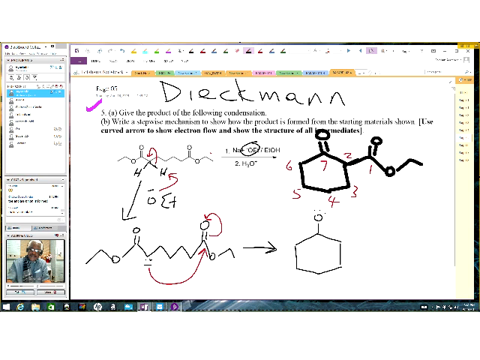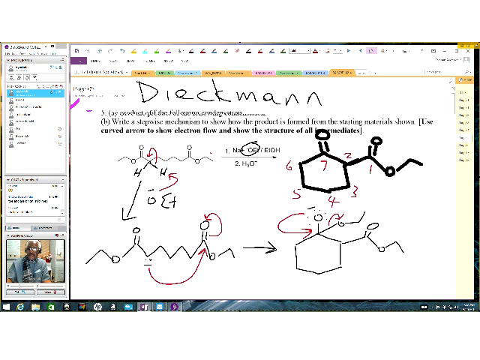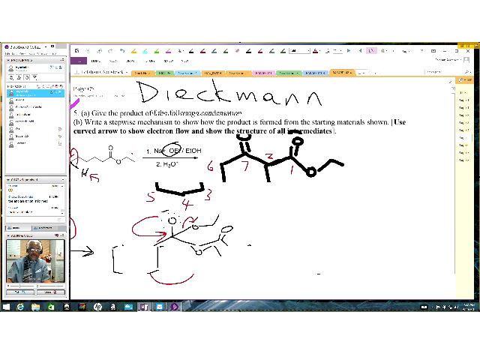Okay, we form the six-member ring. Oxygen here, negatively charged. And then this ethoxide is here, and this is still here. Okay, so at this point, this intermediate that we form here is unstable, and we are going to reform the carbonyl. When you reform the carbonyl, because carbon can only have four bonds, the ethoxide will leave. Okay, so let me move this a little bit. The ethoxide will leave.